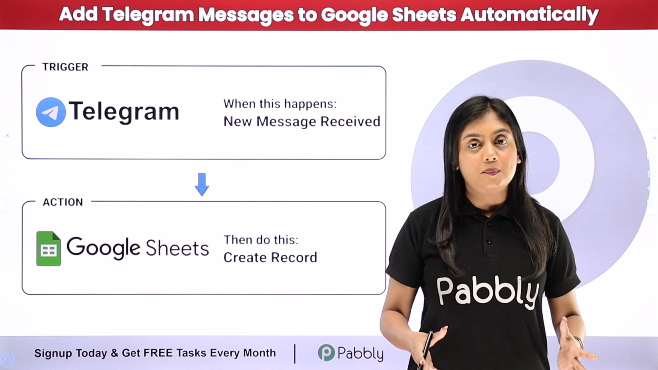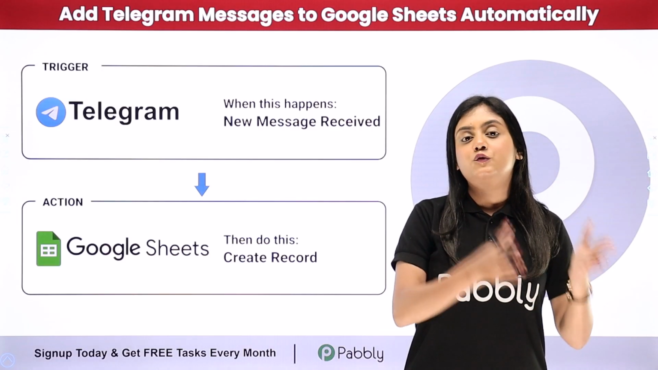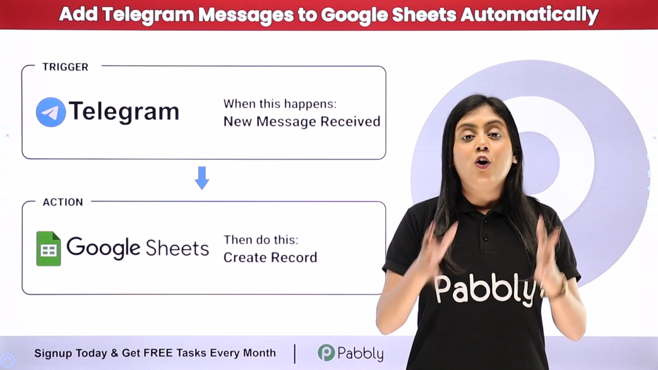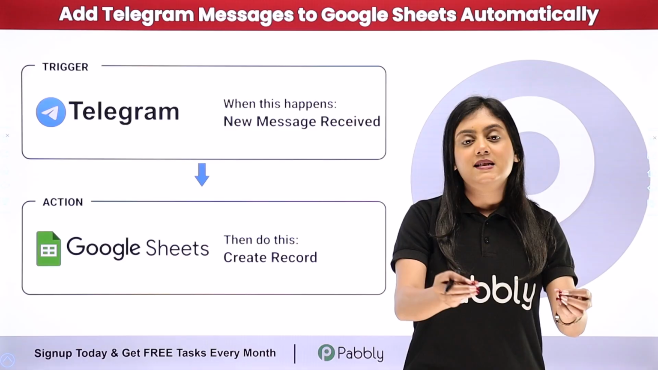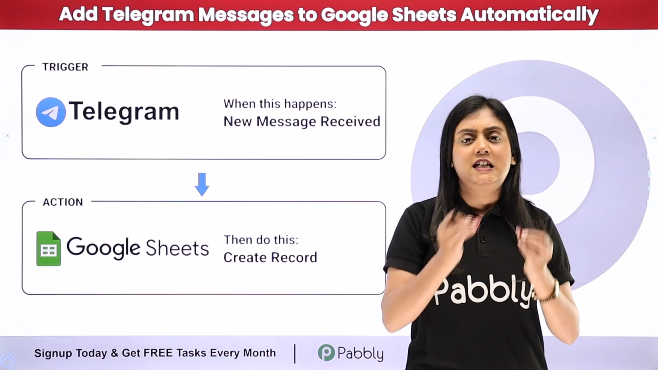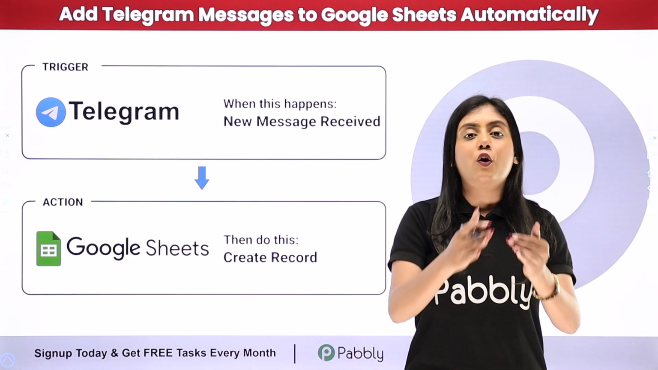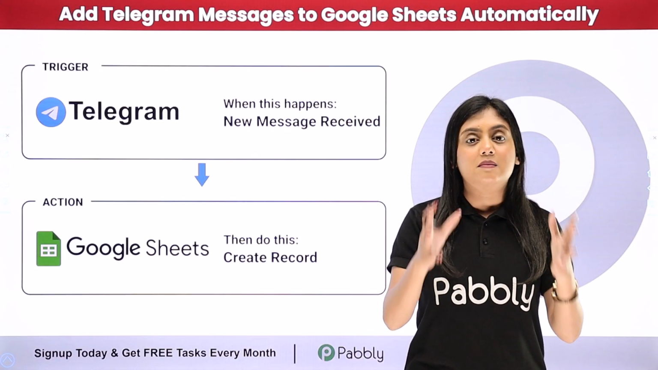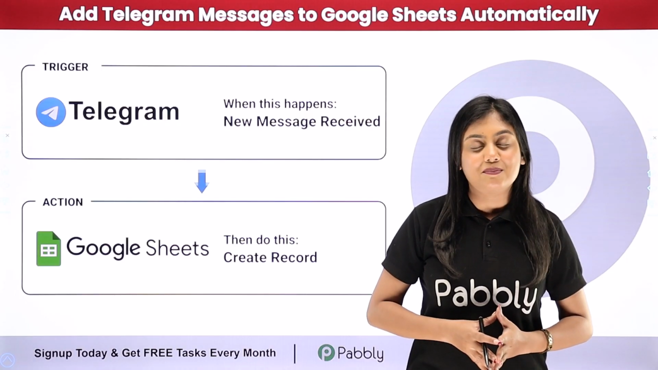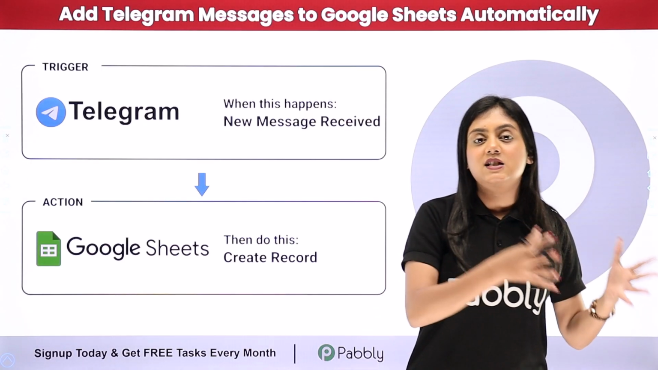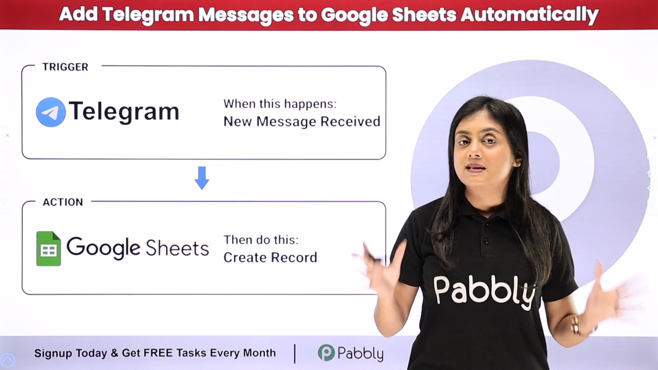I am an owner of a business where I have created different groups on my Telegram. Over here, I want that as soon as I receive a message in a specific group from any of the students or the teachers, I create a record of every single message in my Google Sheets in a systematic manner. Now, adding these messages manually is very time consuming.